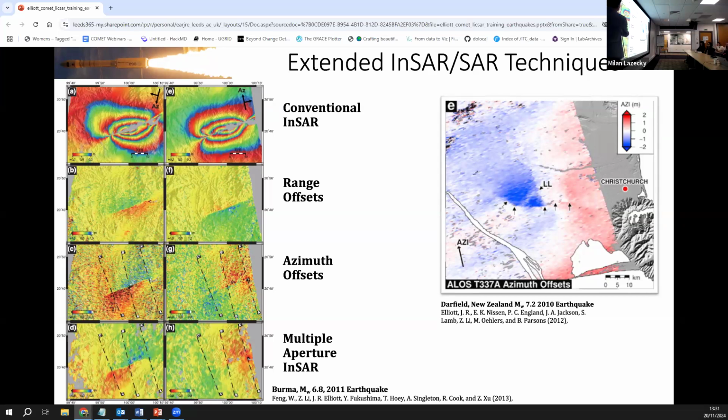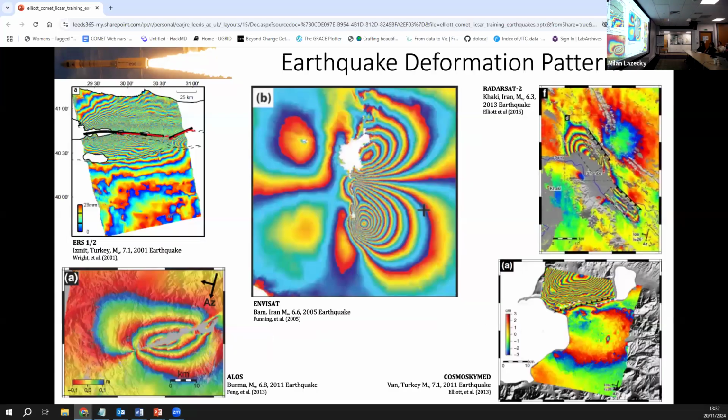Here we lose correlation in the near field. The ground shaking is too intense. The gradients of phase are too large. These techniques preserve that offset. So that's much more useful for interpreting where the knife cut of the fault actually is. Here it's sort of hidden in the loss of data.